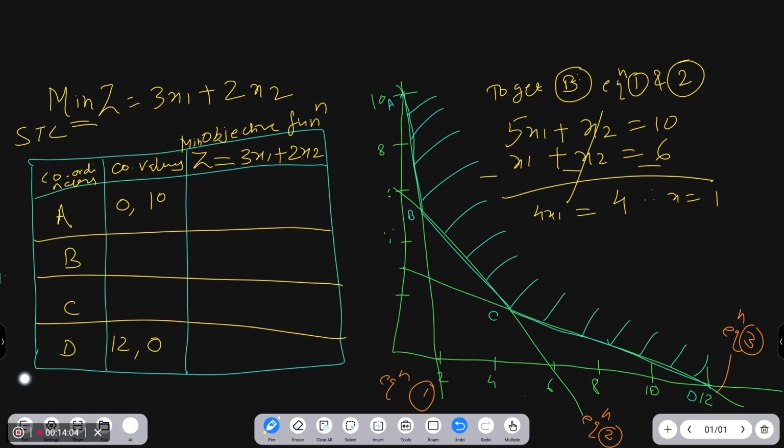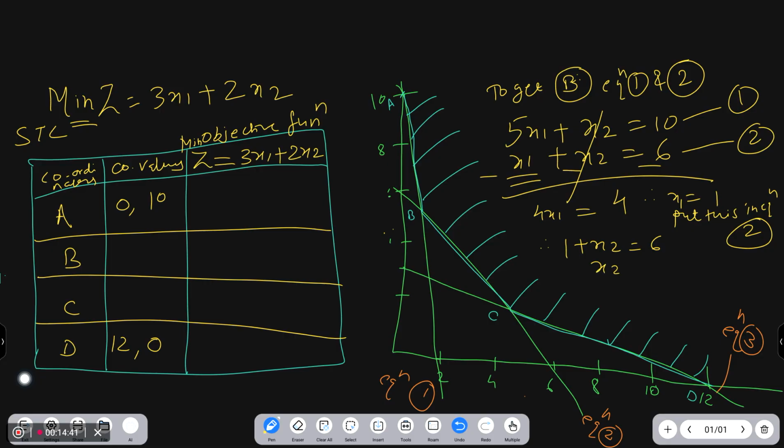You know that this is equation number 1 and this is equation number 2. So can I put this value x1 equal to 1 in equation number 2, because that will be simple for us? What is equation number 2? x1 plus x2. What is the value of x1 here? 1. I am going to put this value into this equation. Therefore, 1 plus x2 is equal to 6, and x2 is equal to 6 minus 1, it becomes 5.